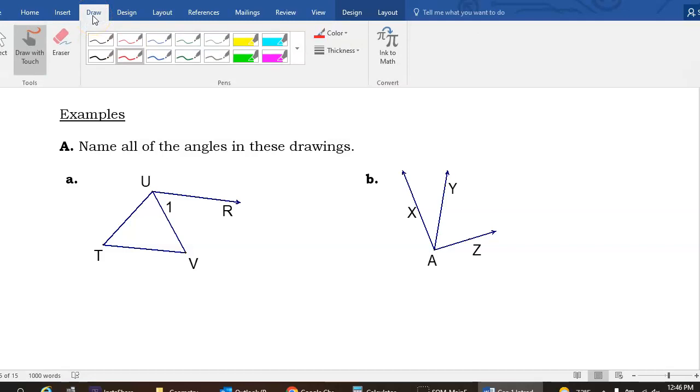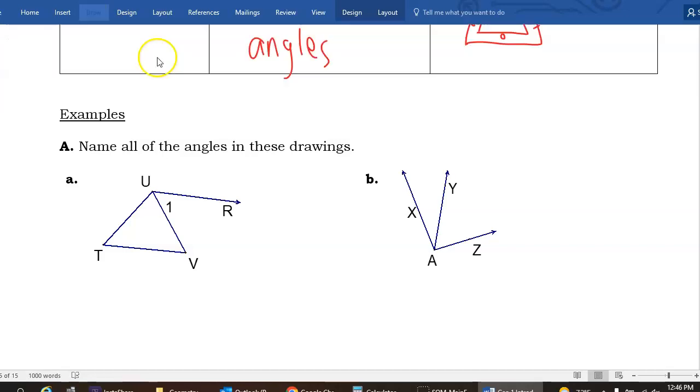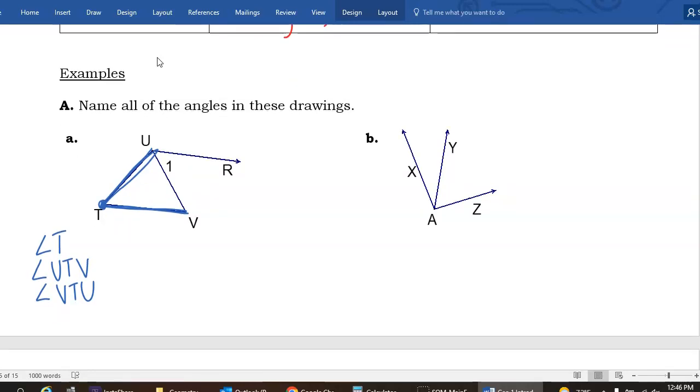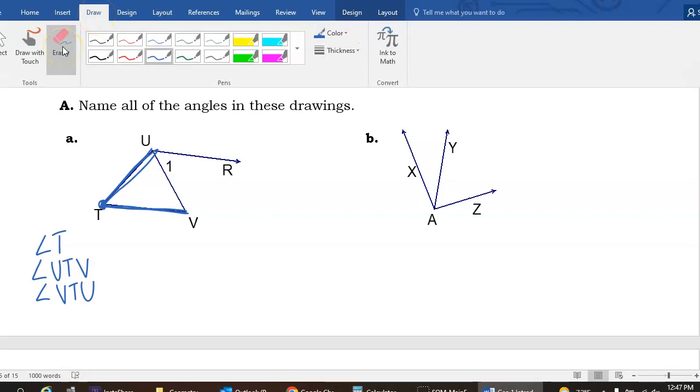So what I mean is, right here I see angle T. I'm going to go blue. So angle T right here, that is the only angle at this vertex, so I could say angle T. But I could also say angle UTV, or I could say angle VTU. Forwards, backwards, doesn't matter, but the vertex has to be in the middle. I wouldn't want to say angle U. Now, the reason I wouldn't want to say angle U is because there are actually three angles that share U as a vertex. So let's go green.